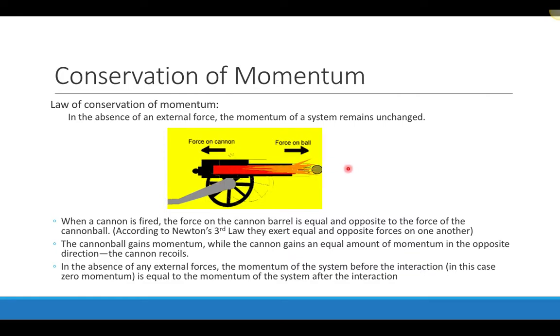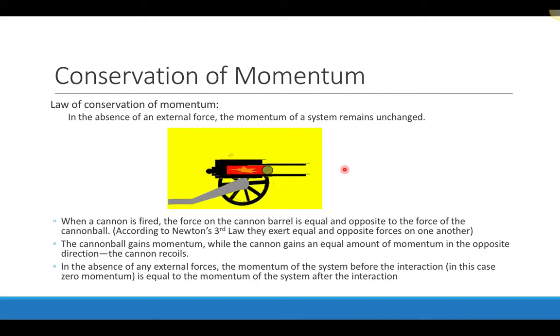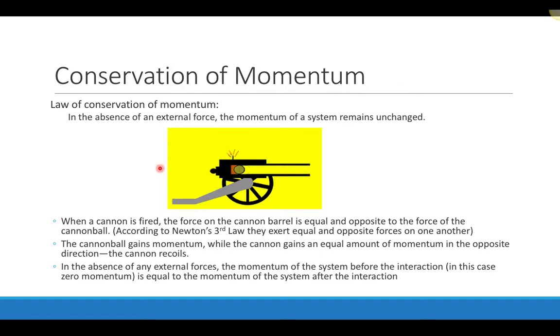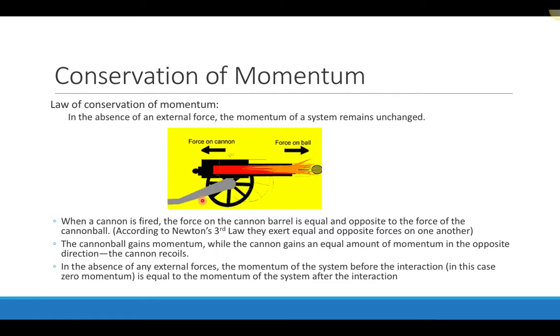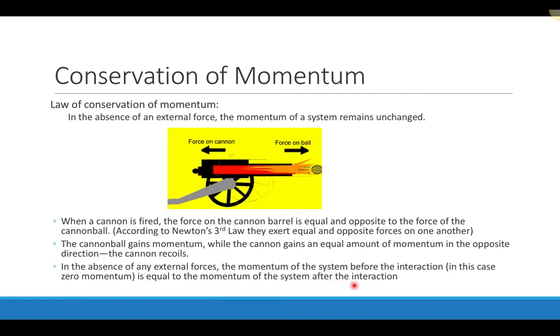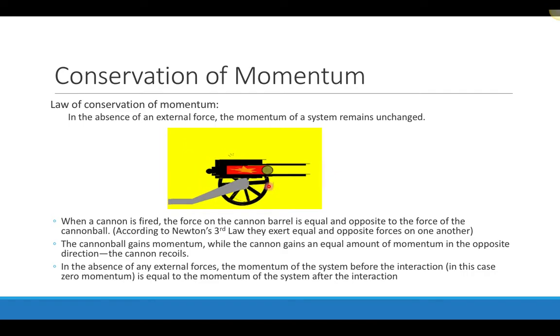There was an interaction between the two, and there was a force exerted, equal and opposite forces, and as a result, there was momentum from the ball in one direction and momentum of the cannon in the other direction, but the total momentum of the system before the interaction, which was zero in this case, is going to actually equal the total momentum of the system after the collision. So how can the momentum be zero after this interaction? Well, remember, momentum is a vector quantity, so the ball has positive momentum to the right, and the cannon has negative momentum to the left.